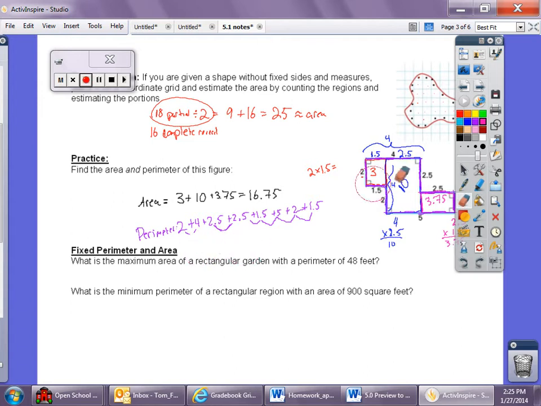Let me just erase this. So this is 6 plus 5, and that's going to be a 3 and a 7, plus 3, plus 7. So it's actually 21 units. So it's 21 units right there for the perimeter.